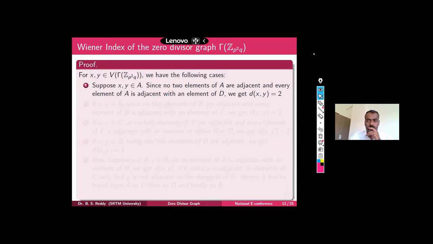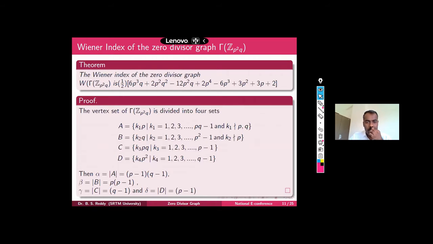Yeah. So here, what we can see is that every element of A is adjacent with an element of D. So you go from A to D. Just a second, there is some problem here. Distance cannot be. Yeah, that should be C.